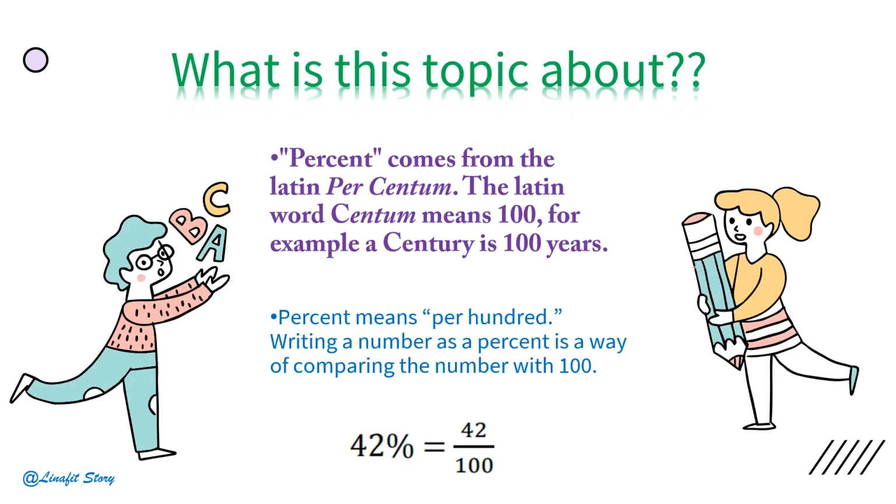Percent comes from the Latin percentum. The Latin word centum means 100. For example, a century is 100 years. So percent means per 100. Writing a number as a percent is a way of comparing the number with 100. For example, 42% may be converted into a fraction, 42 out of 100. So don't forget, percent means out of 100, so the denominator is always 100.